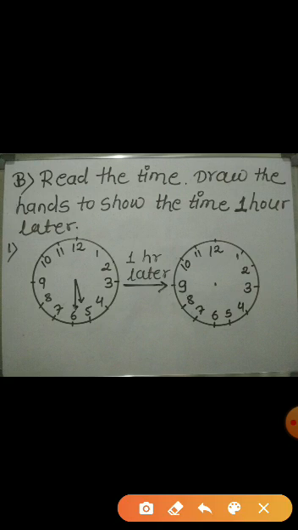Now, children, can you tell me what time is it in the first clock face? Yes, it's a 5:30. And 1 hour later, the time will be 6:30, right? So here in the second clock face, we are asked to draw the hand to show the time 6:30. So how will you show it? See here. To show 6:30, we have to draw the minute hand on 6 and hour hand will come in between 6 and 7. So it's a 6:30.